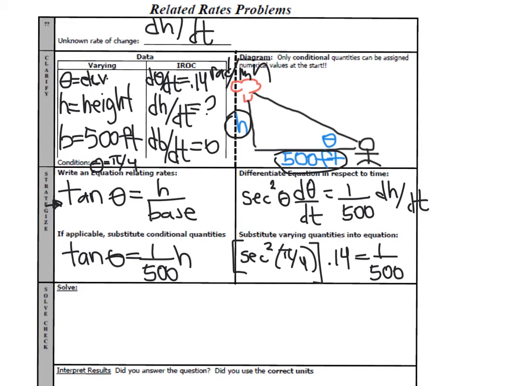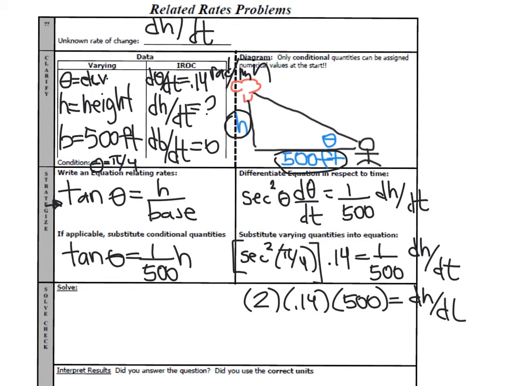and that equals 1 over 500 dh/dt. So now I got to do a little trig, and let's see, secant of pi/4, and then we square that. So that would be 2. Yes, 2. And then it's times 0.14, and then it's times 500, and that will equal the change in height over time. Okay, so it's 0.28 times 500, so I think I already did the math. It comes out to 140.